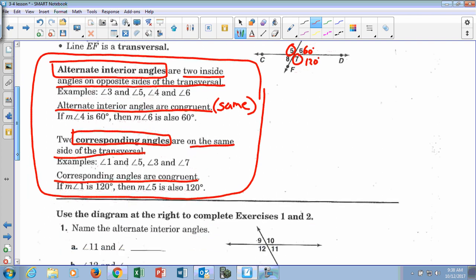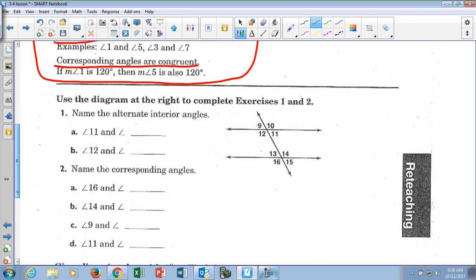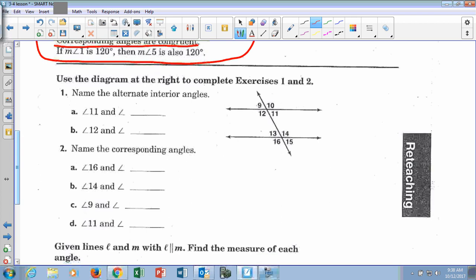All right. So, let's use this diagram here. Same idea, now we just change the numbers up, right? So, name the alternate interior angles to angle 11. So, angle 11 should be an alternate interior with what angle? Who can tell me? Raise your hand and tell me. Who can tell me? Robert. 13, right?